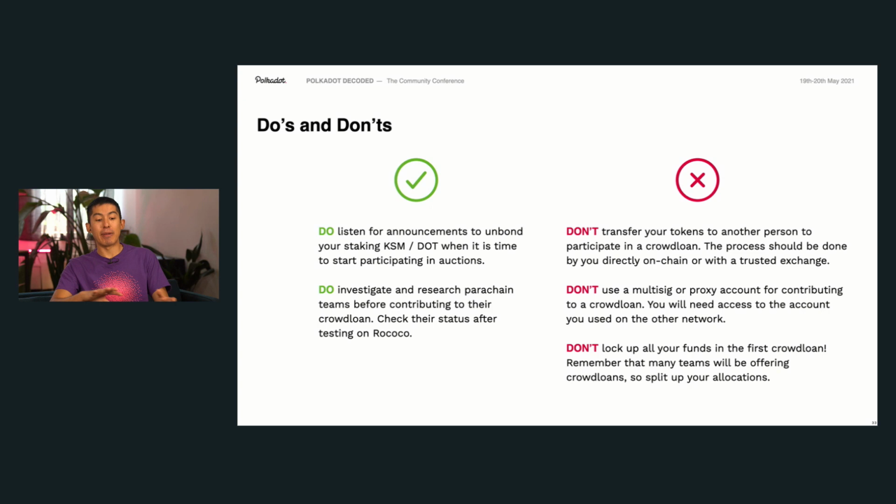So now that we've covered all the basics of crowdloans and auctions, let's go over some of the do's and don'ts. First, you definitely do want to listen for announcements to unbond and stake your staking KSM or DOT when it comes time to start participating in these auctions. And you absolutely want to investigate and research the parachain teams before contributing to any of them. Remember that this is a completely open and permissionless process. So you could expect there probably will be teams with malicious intent out there trying to lock up your KSM in some not worthwhile auction.